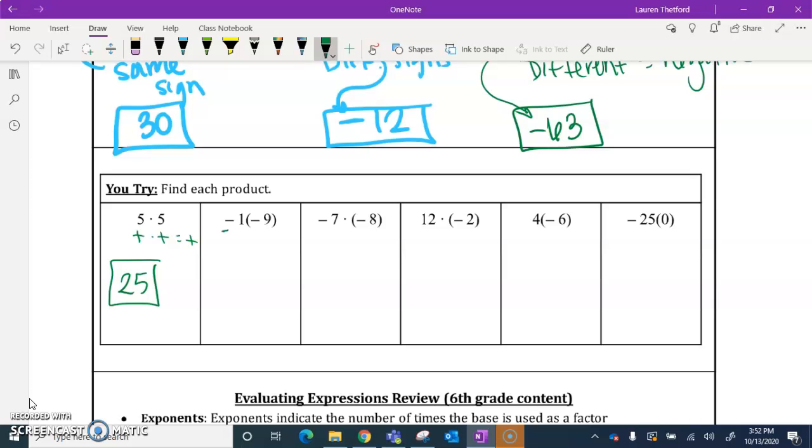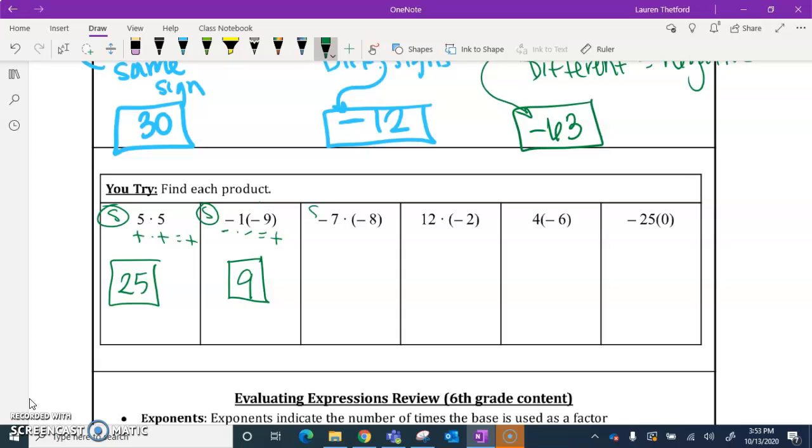So we have a negative times a negative, that equals a positive. So these are same signs, this was same sign. So 1 times 9 is 9, and it's positive because they're same signs.